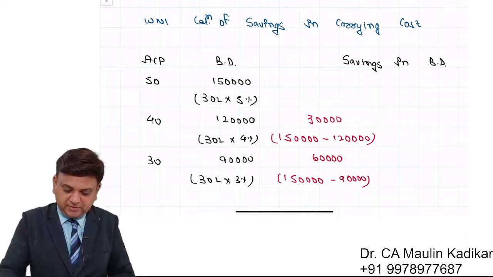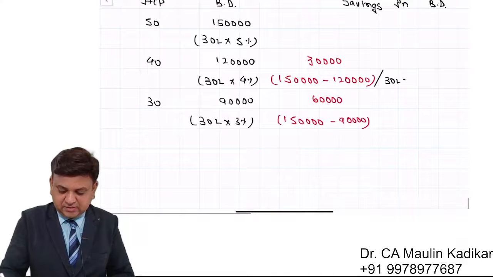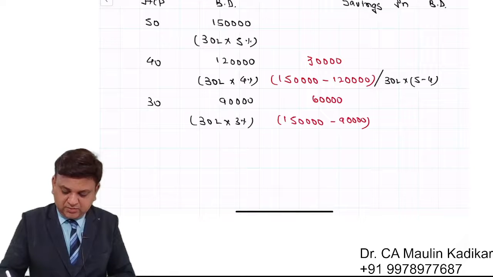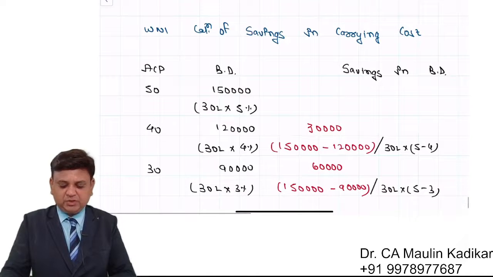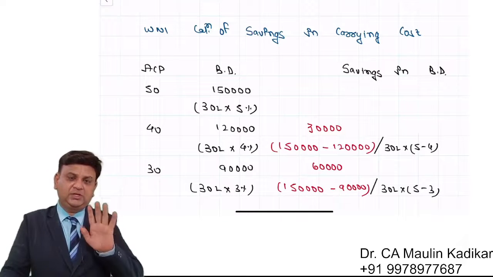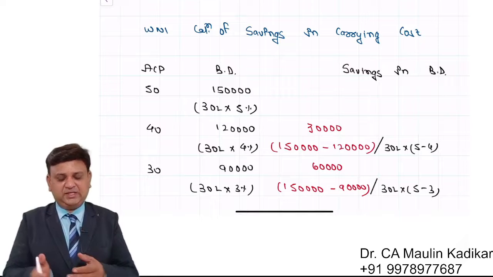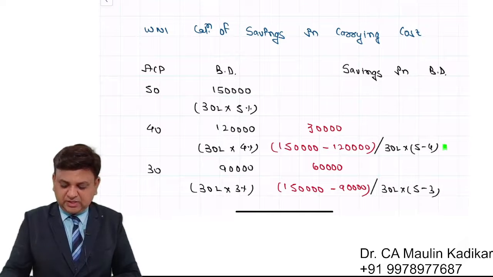Dear students, over here we can again have a simple formula like this: 30 lakhs into 5 minus 4. That is a savings by 1%. Again over here 30 lakhs into 5 minus 3. In a way, the loss on account of bad debts will reduce from 5 to 4, so savings by 1%. 5 to 3, savings by 2%. We can write the answer like this directly. Again, the alternative method is possible, dear students, if sales value is the same.